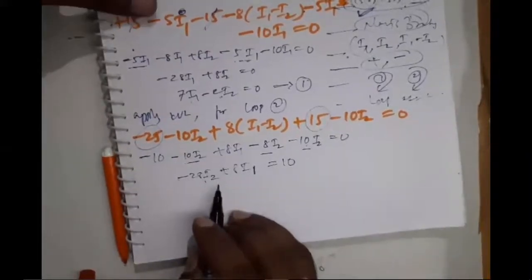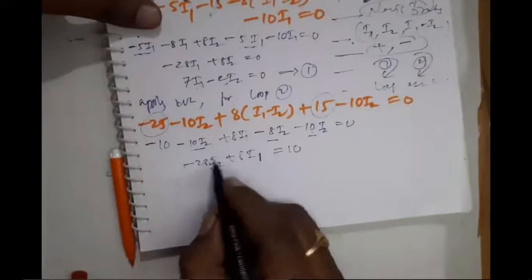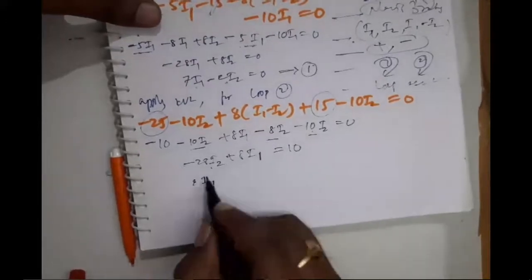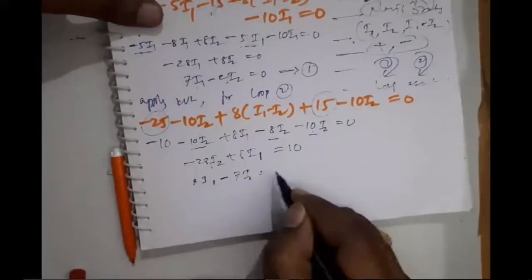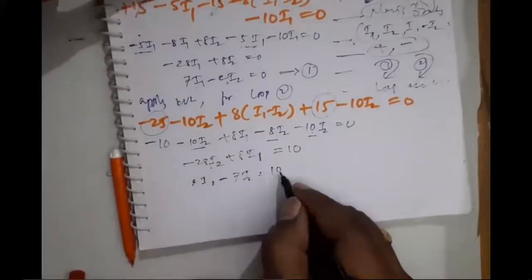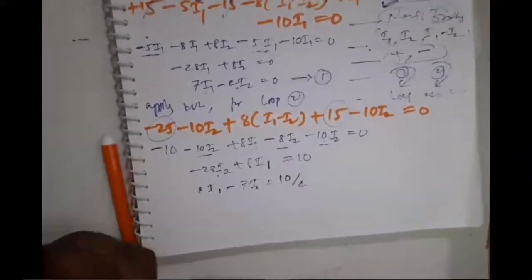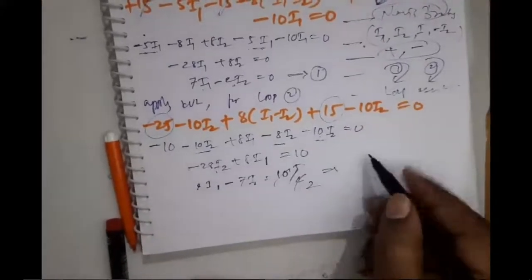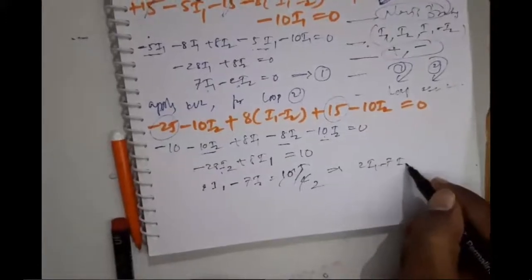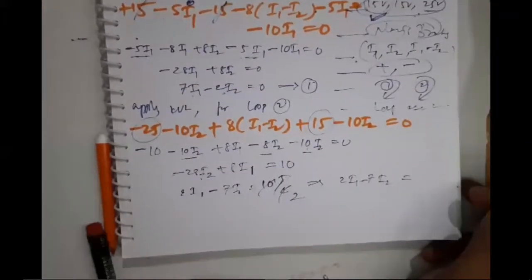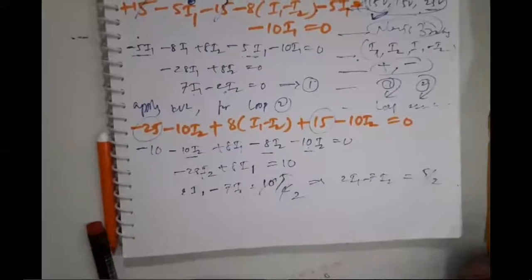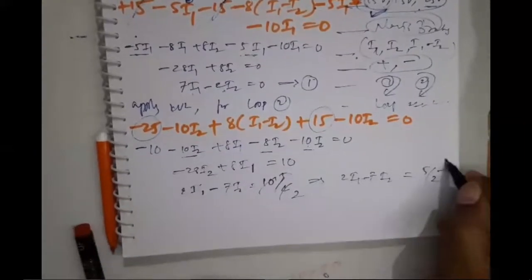Let me take a common factor of 4 again. It will be 2i1 minus 7i2, and 10 by 4 is nothing but 5 by 2. It will be 2i1 minus 7i2 is equal to 5 by 2, right? This is equation number 2.